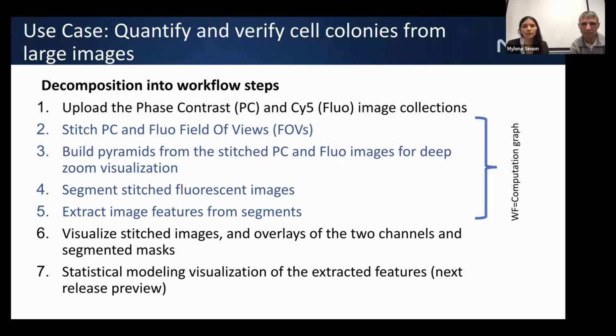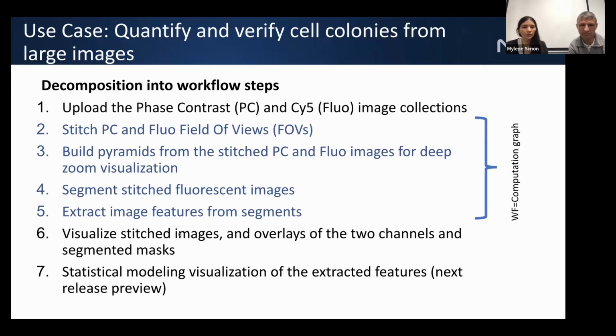So what would be the steps that we want to do with the data set? So we want to upload both channels to the WIPP system. In terms of computational workflow, we want to stitch both the phase contrast images and the fluorescent images into bigger fields of view. We want to build pyramids so that we can do a deep zoom visualization. We want to segment, for example, the fluorescent images. We want to extract some image features from the segments. And then we want to visualize all of these results.